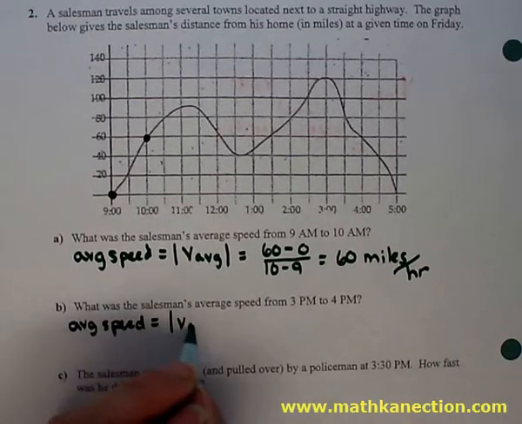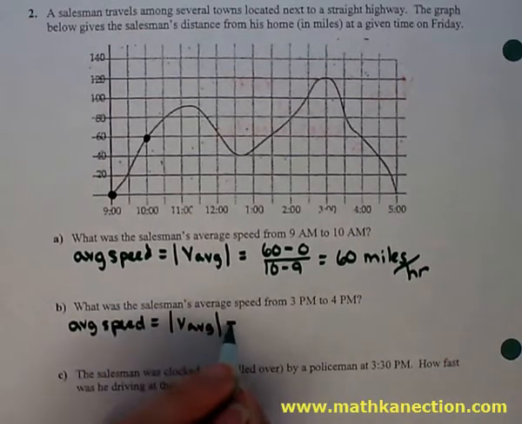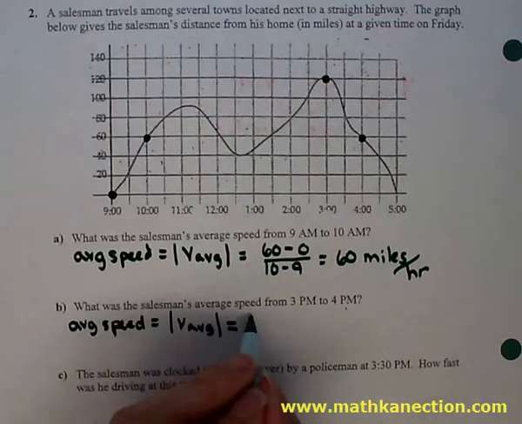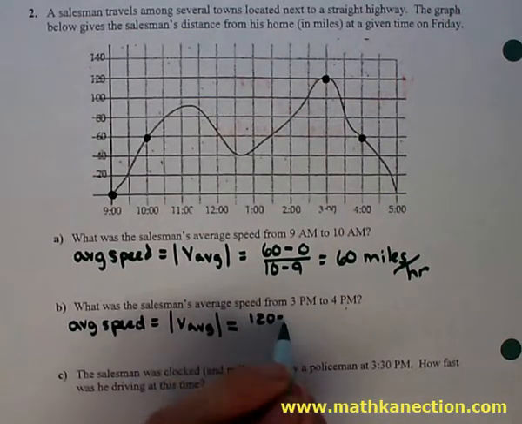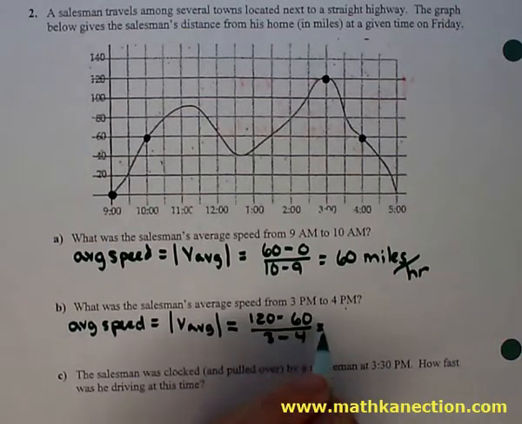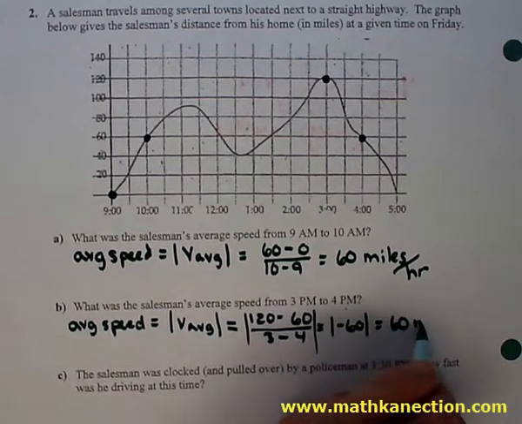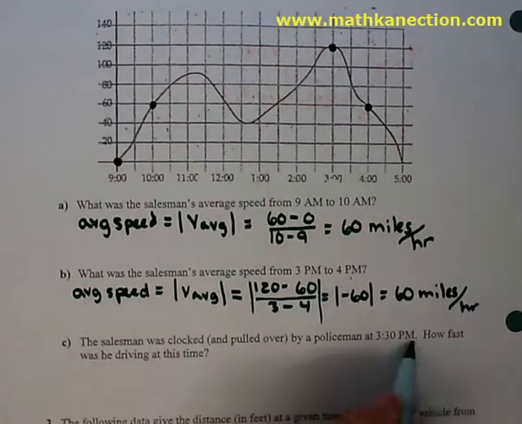Part B, we're doing the same thing, the absolute value of the average velocity, this time looking at the time 3 p.m. and 4 p.m. So we have 120 minus 60 over 3 p.m. minus 4 p.m. Absolute value of our answer, speed is the absolute value of velocity. So again, we get 60 miles per hour.